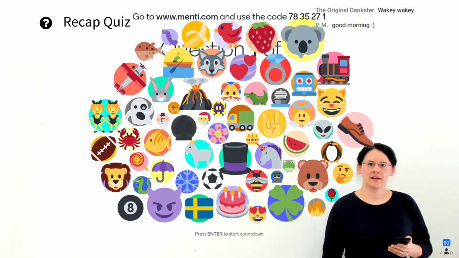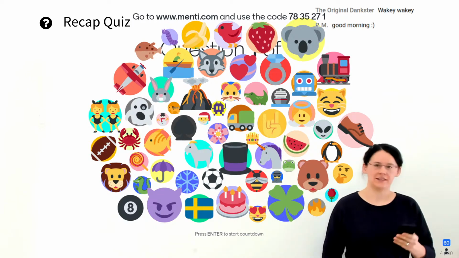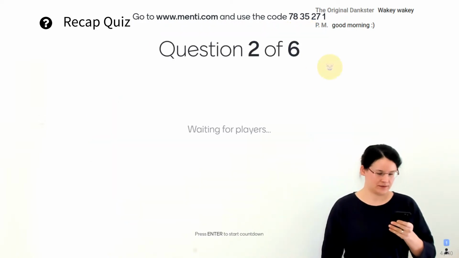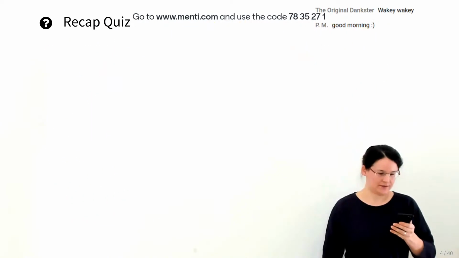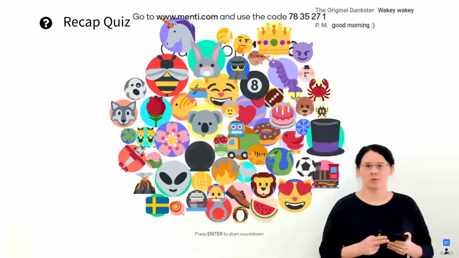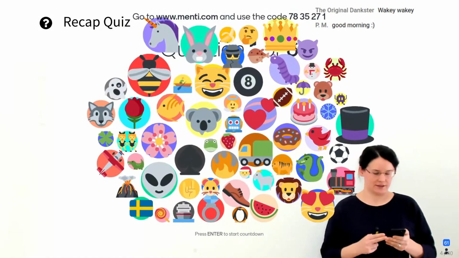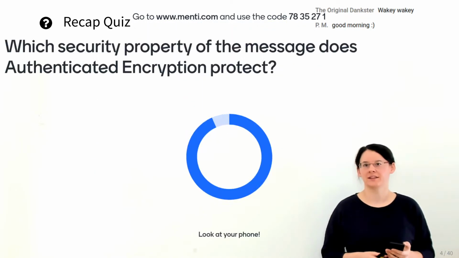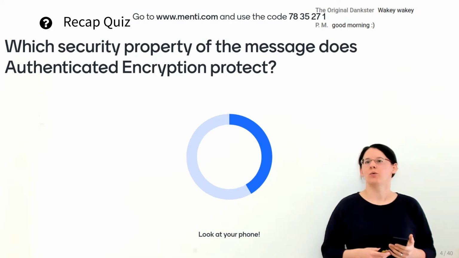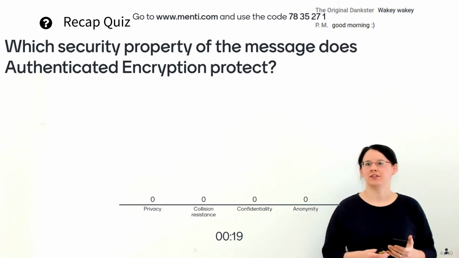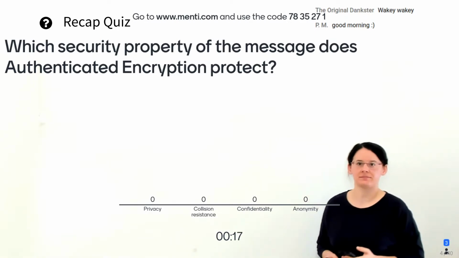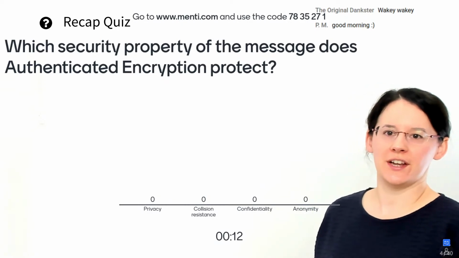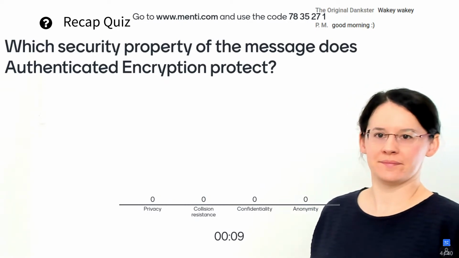Okay, so it looks like a number of people have joined already. So let's just start with the quiz. So question number 1. As usual, you get more points if you have the correct answer fast. This time it's single correct answers. Which security property of the message does authenticated encryption protect? Is it privacy, collision resistance, confidentiality, or anonymity?